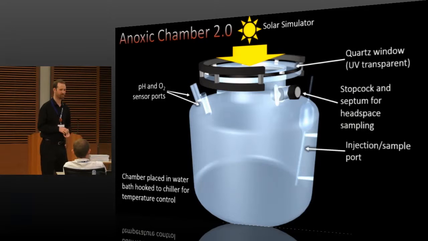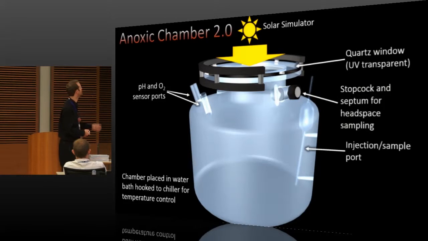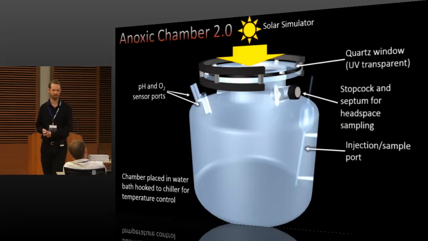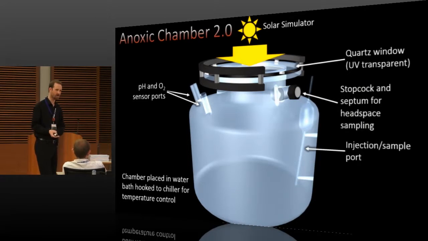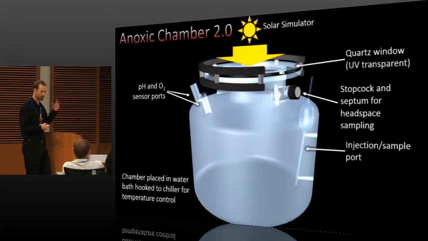So right now I'm working with the glass shop to build something like this. This is just a shiny 3D model. So the interesting things: pH, oxygen sensor ports, there's a quartz window to let the light in, a stopcock and septum for headspace sampling. Remember how I said earlier that this reaction produces hydrogen? I want to try to sample the headspace to look for that hydrogen so that I confirm that I have photochemistry going on.